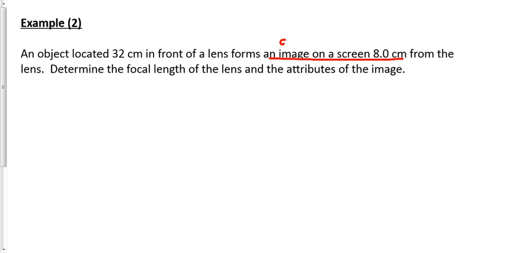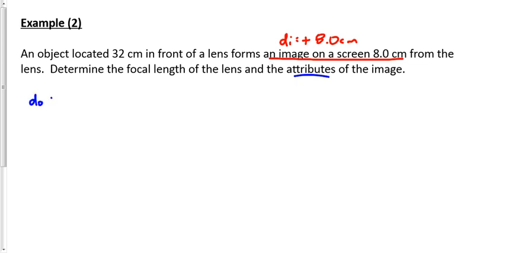That's our image distance. The image is formed on a screen, so it must be a real image. Remember that virtual images can't be formed on a screen. If it's a real image, the image distance is positive 8.0 centimeters. Sometimes it's positive, sometimes it's negative. If it's a real image, it's positive, and we know in this case that it's a real image because it's projected onto a screen. We want to determine the focal length of the lens and the characteristics of the lens. So write down some givens now.